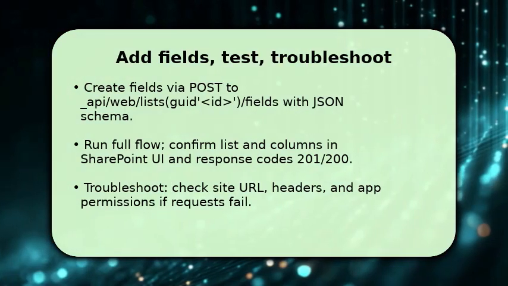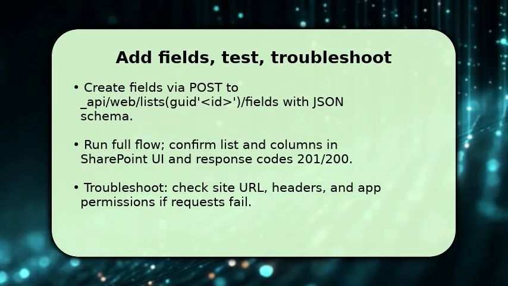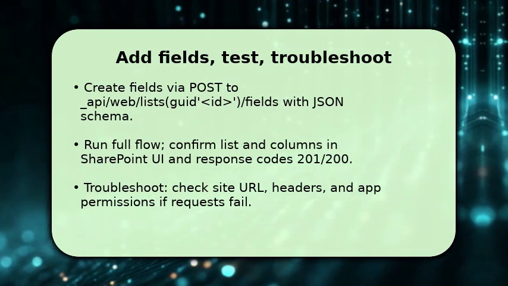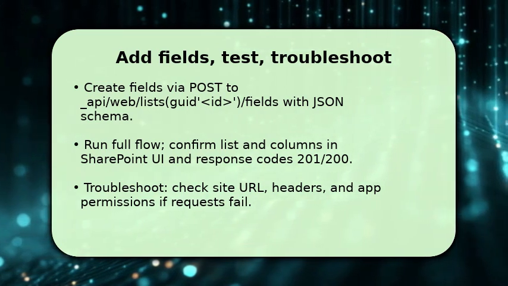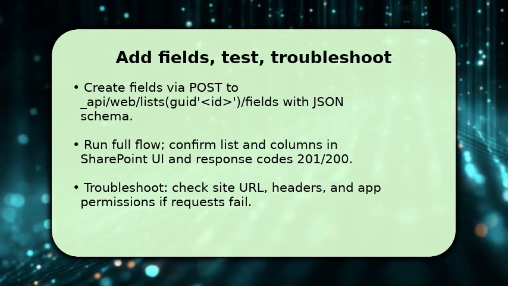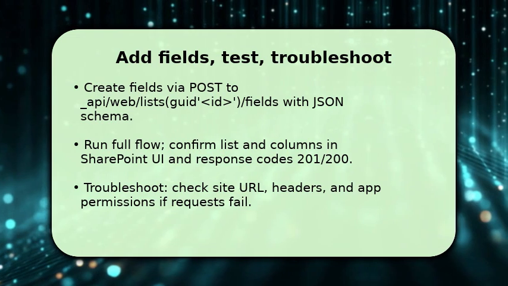After the list exists, add columns by posting to _api/web/lists, GUID ID, /fields with field XML or JSON schema. Choose types and required settings deliberately because changing types later is painful. Once you wire those requests, run the flow end-to-end and verify success codes and the list in the SharePoint UI.